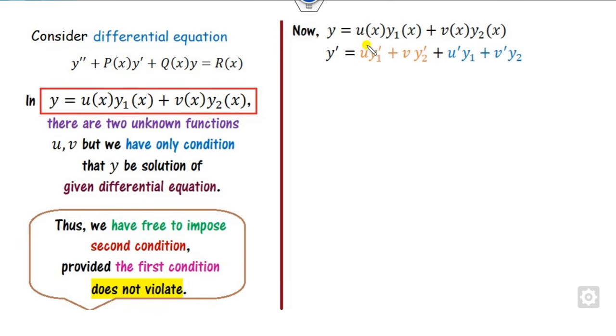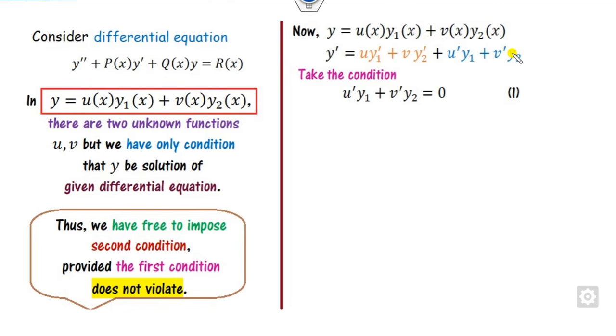You can take y dash using the product rule: the first function times the derivative of the second, and so on. Now what condition is imposed? I will consider this part as 0. Why? Because u and v are taken from the constant parts c1 and c2. If I consider u as a constant, say u of x is 4, then this part will be non-zero and this part will be 0. So my condition is taken as here.